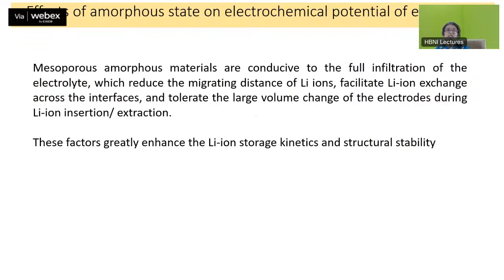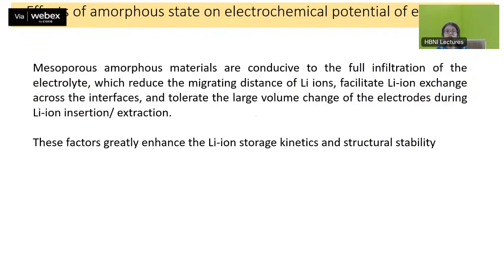So then there is another thing, that is the effect of the amorphous state on the electrochemical potential. What do you mean by amorphous state? There are many things which are not crystalline. They are more amorphous in nature. These are mesoporous materials. So they are very conducive to the full infiltration of the electrolyte. What happens if there's an amorphous material? Then the electrolyte is able to invade into the material.